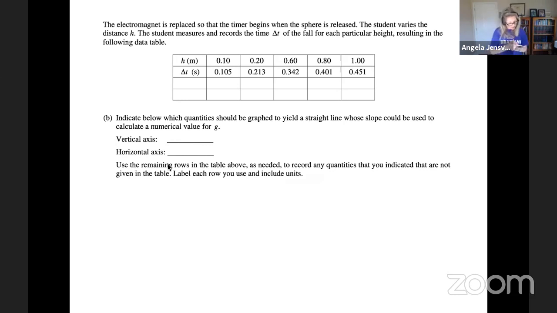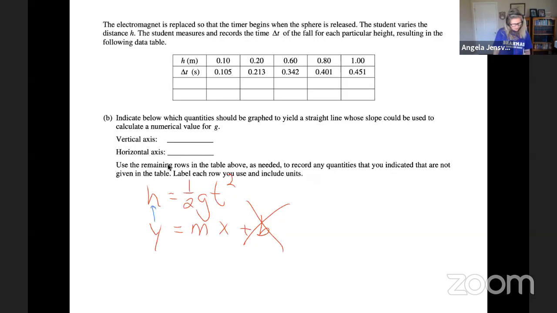Okay, so what quantity should be graphed to yield a straight line whose slope could be used to calculate G? Well, we just had this equation, 1/2 gt squared, right? And we know that for a line, y equals mx plus b. Well, we don't have a vertical intercept today, okay? So our y variable is going to be h. Our x variable, we need it to be t squared. And then our slope will be 1/2 g. So slope is 1/2 g.